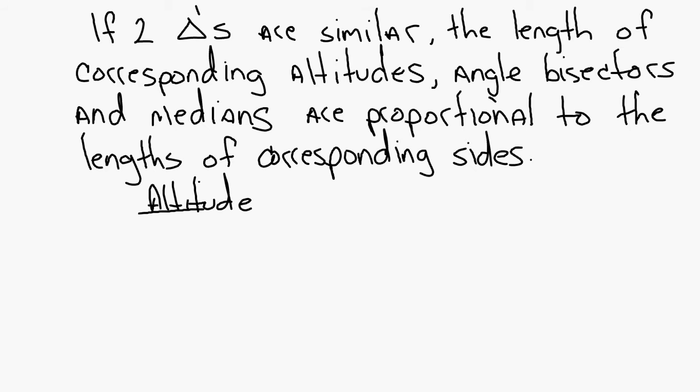Altitude of a triangle. It goes from a vertex to the opposite side and it intersects at 90 degrees. Altitude of a triangle is the same as the height of a triangle.